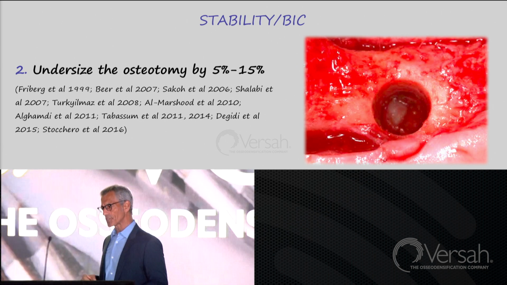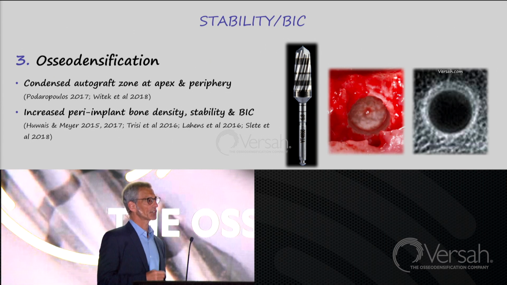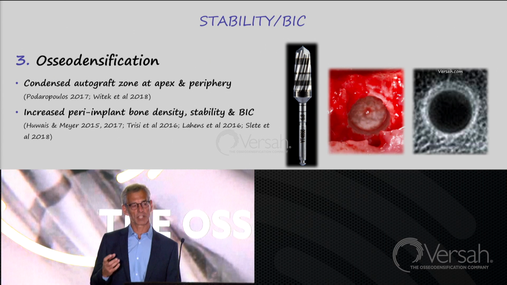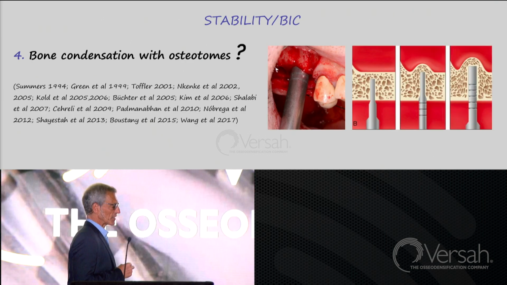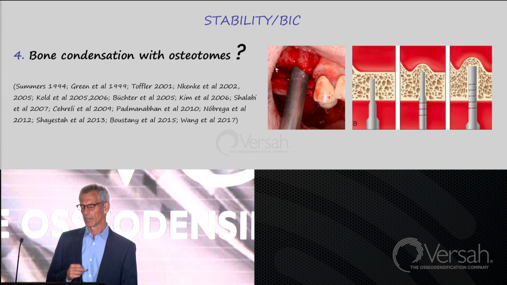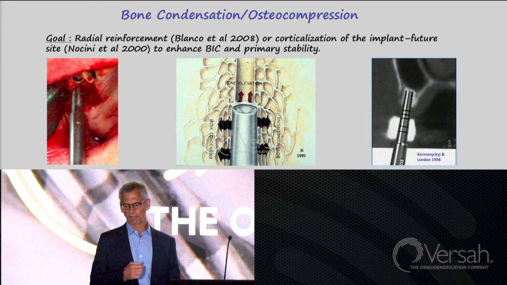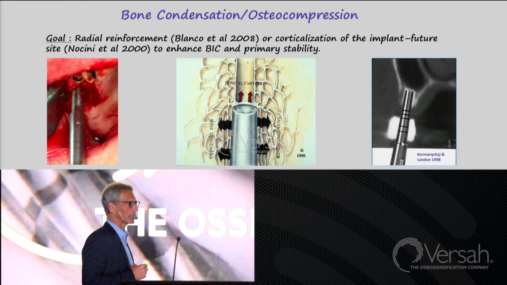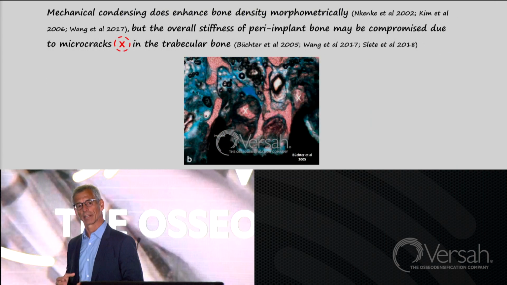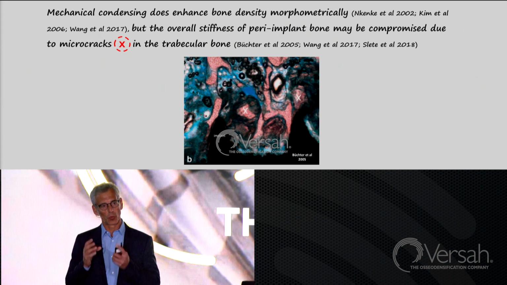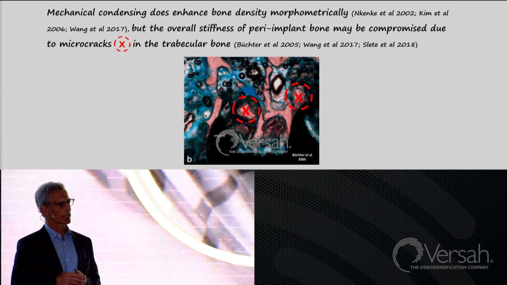We have traditionally undersized the osteotomy by 5 to 15%. And most of us here are using osseodensification to condense the bone at the apex and periphery. Now, where do we stand with osteotomes? Well, you understand the goal of bone condensation or osteocompression. It's the radial reinforcement or the corticalization of your implant site to improve your primary stability. And yes, if you look at the bone morphometrically, you will see an increase in bone density, but maybe this bone is compromised because of trabecular fracture.